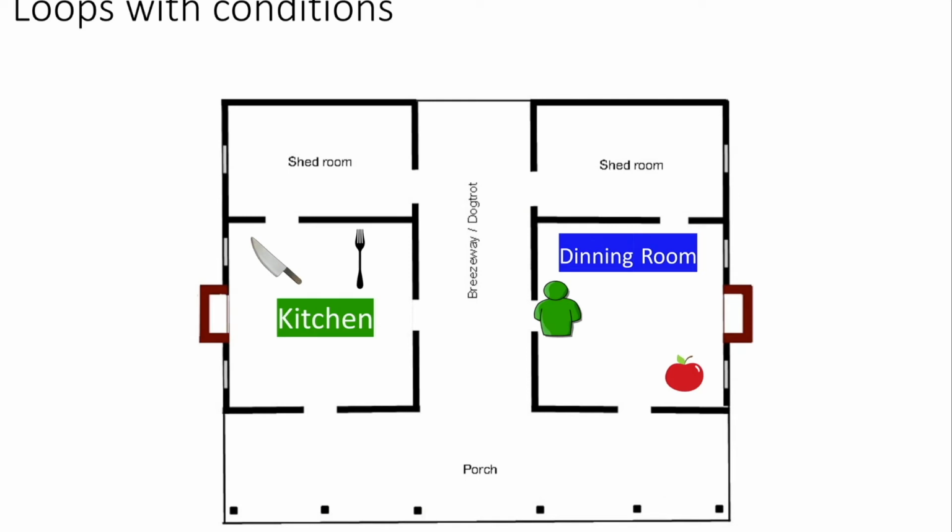Now we're in the dining room, and we have to find whichever fruit our parents want to eat. So, we can use loops with conditions. We can go diagonally until we find a fruit. So, you go in this loop, you go one step, you check, hey, have I found an apple? No. You go another step, another step, another step. And then when you find the apple, you're like, hey, I found the apple, so I don't need to go diagonal anymore.